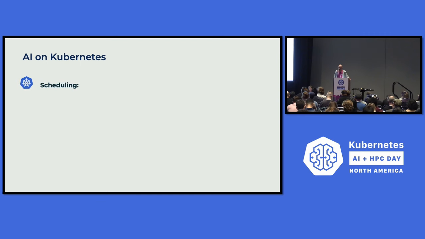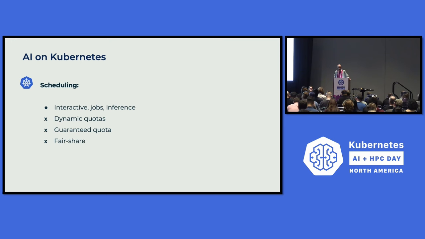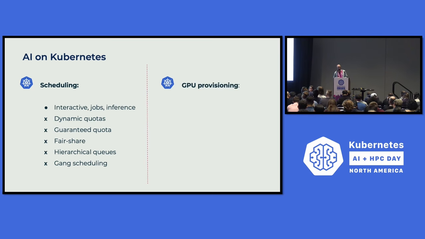What's needed when it comes to AI, and scheduling specifically? There's a need to schedule interactive sessions, batch jobs, and inference. Kubernetes can do all of that, but there are gaps when it comes to dynamic quotas. With the default scheduler, there are static allocations. There's a need for guaranteed quotas, sharing resources in a fair way with fair share algorithms, hierarchical queues, advanced queuing, and gang scheduling for distributed workloads. There are gaps in Kubernetes for all of those. And when it comes to GPU provisioning, same thing, there are gaps.